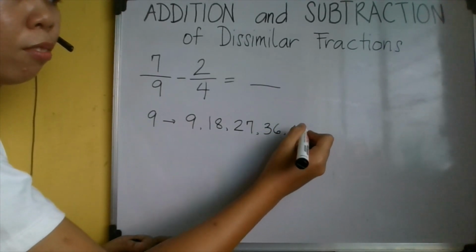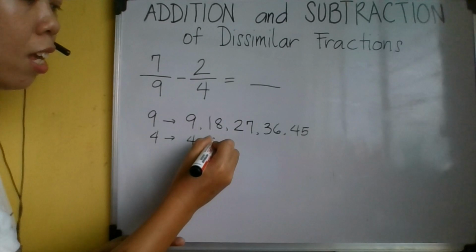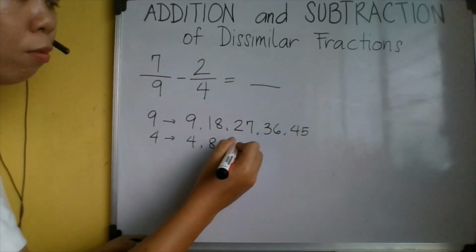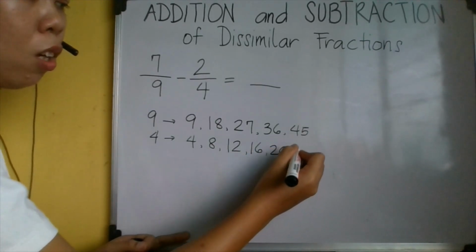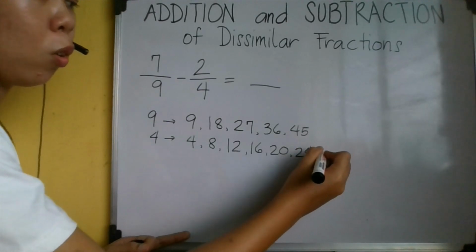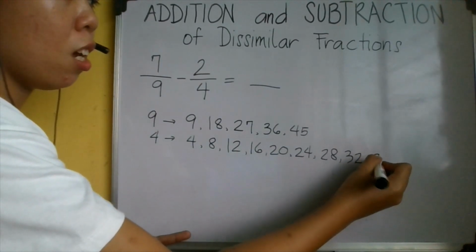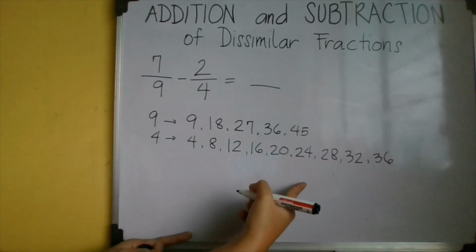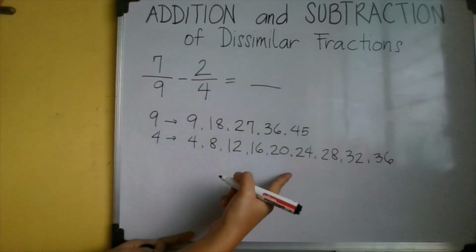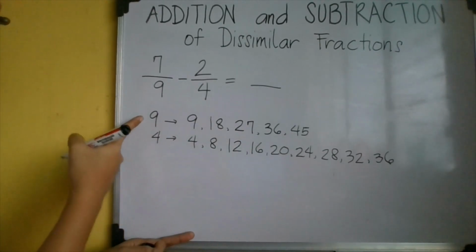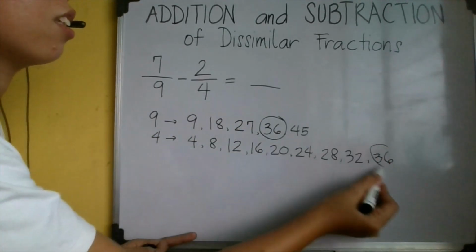For 4, we have 4, 8, 12, 16, 20, 24, 28, 32, 36. So, meron na tayong least common multiple o yung tinatawag na pinakamababang multiple na parehong makikita sa 9 at saka sa 4. And that is 36. So, ang LCD natin ay 36.